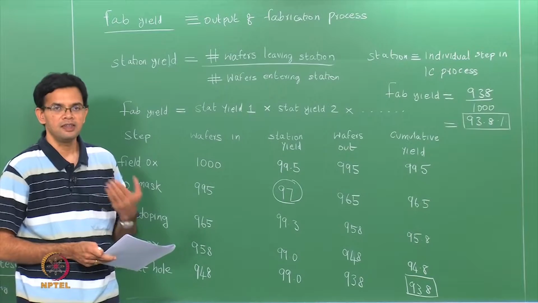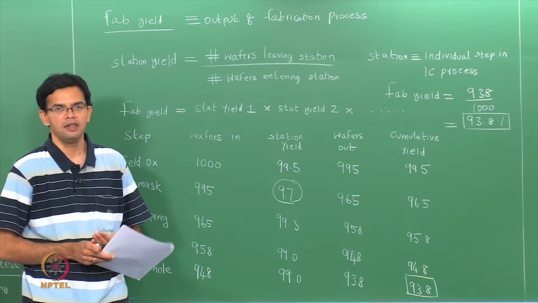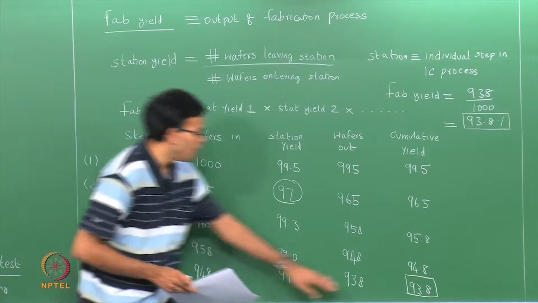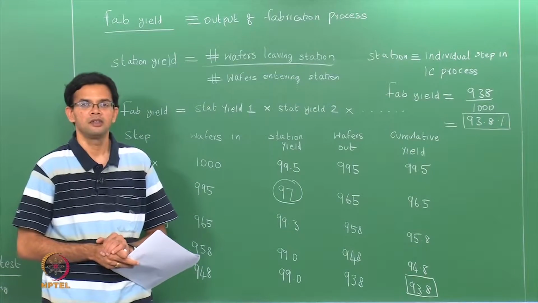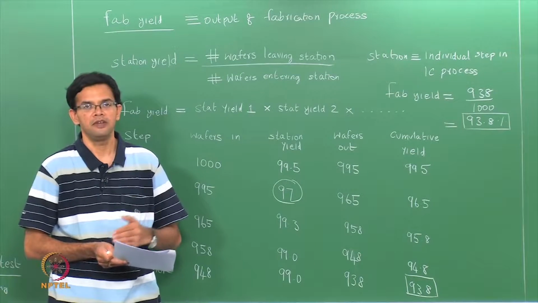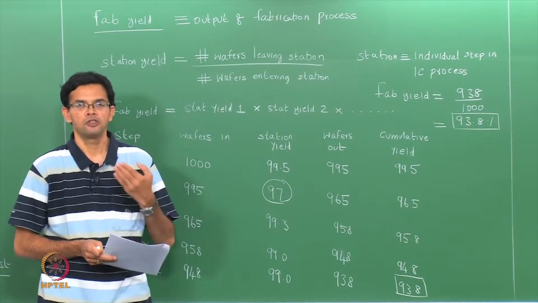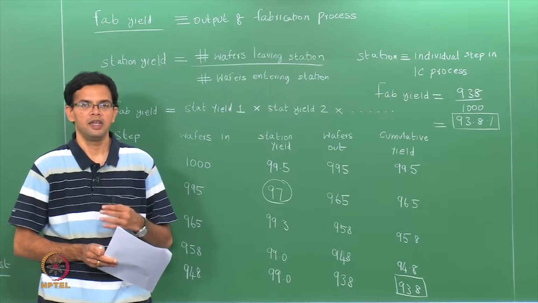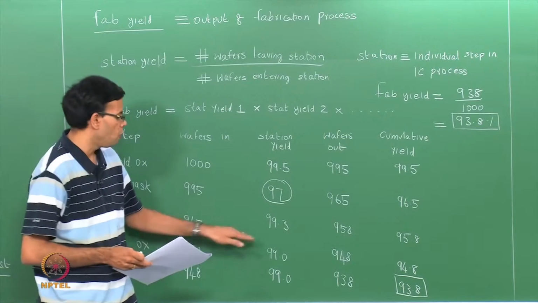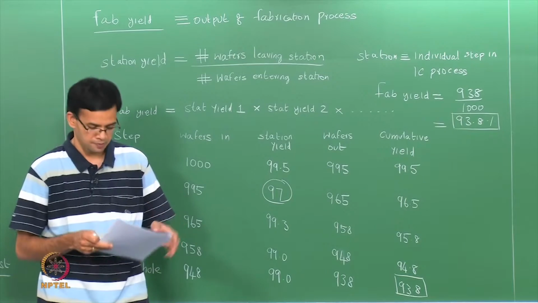Also, if we increase the number of steps, the overall yield reduces, because once again it is a cumulative process. So, with just 5 steps we only get a yield of 93.8. So, if you have 500 steps, then the overall yield will be even lower, which is why in the case of IC manufacturing, which involves so many processes, it is very essential that each of the individual processes have a high yield close to 100%, so that the overall process has a high yield.